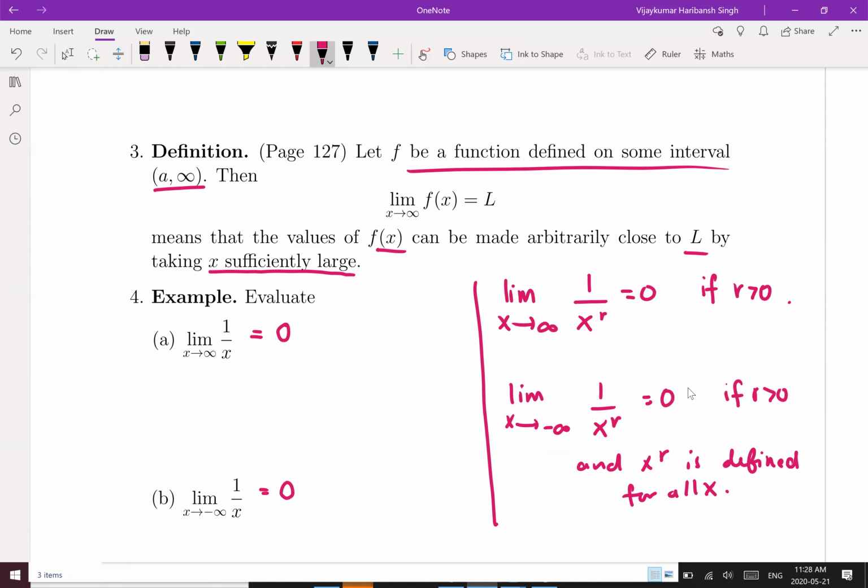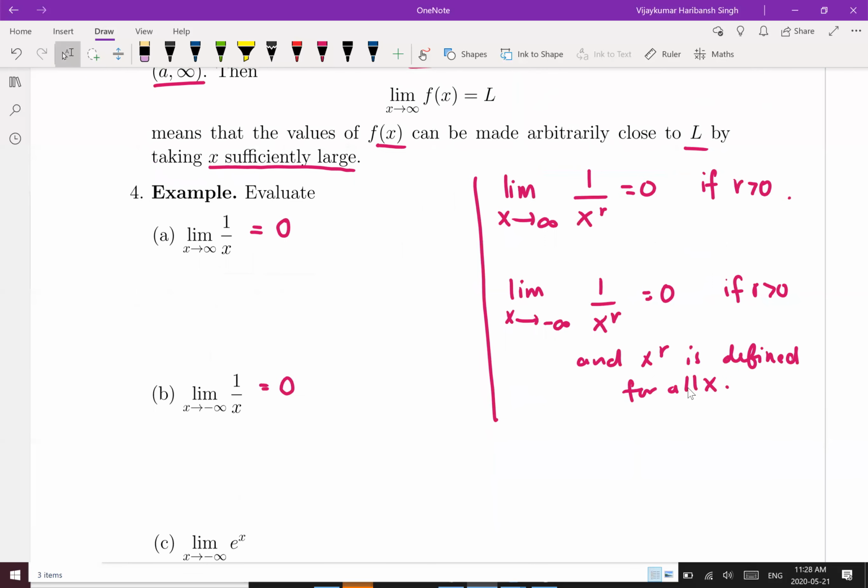Now, what does it mean? Why do we have this extra condition as x goes to negative infinity? Notice the following. If x goes to negative infinity, and you have 1 by x to the power r, and r is half. Now, you see square root of negative numbers are not defined. So x going to negative infinity, for those x's, it's not even defined, right? So this does not exist.